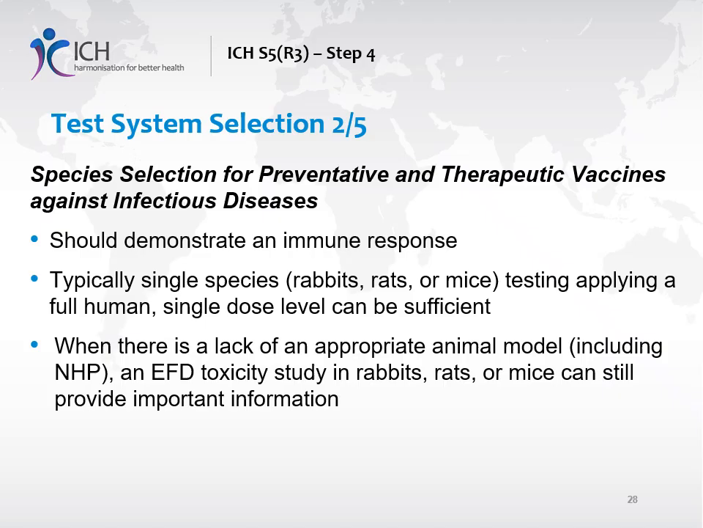The animal species selected for testing of vaccines, with or without adjuvants, should demonstrate an immune response to the vaccine. The type of developmental toxicity study conducted and the choice of the animal model should be justified based on the immune response observed and the ability to administer an appropriate dose.